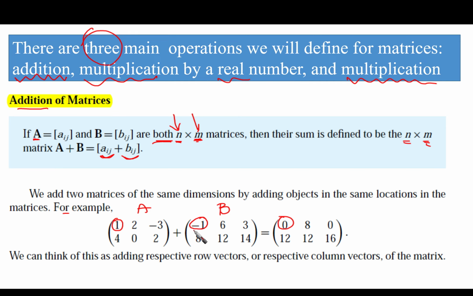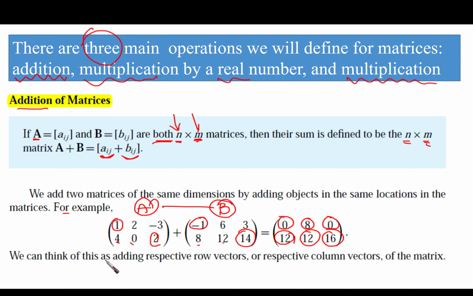Then 2 plus 6, it is 8. And then minus 3 plus 3, it is 0. And so on. Also 4 plus 8, it is going to be 12. 0 plus 12, it is 12. 2 plus 14, it is 16. So this means that we are adding up the two matrices together.